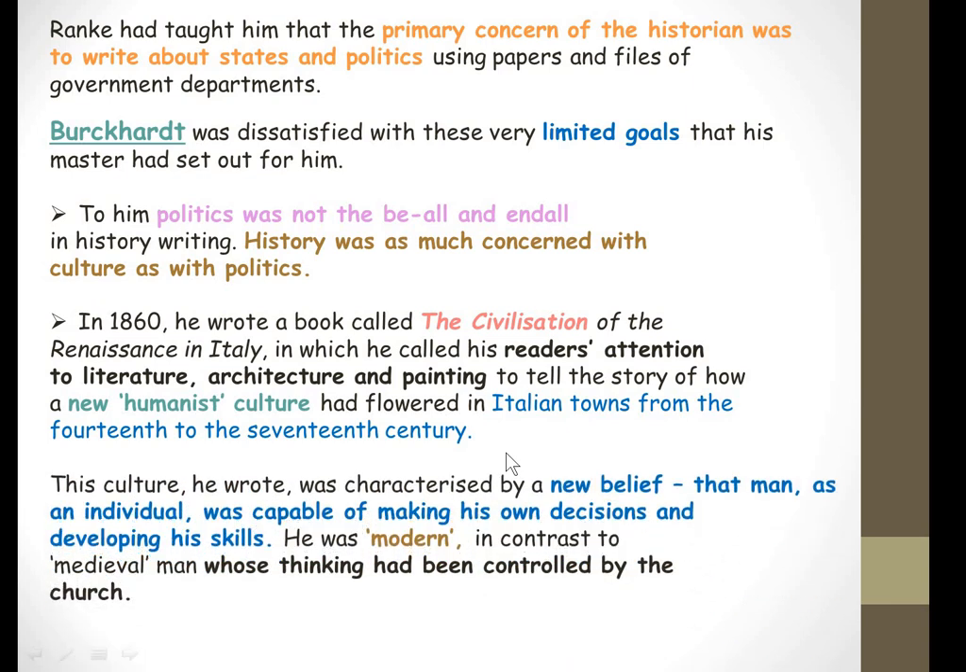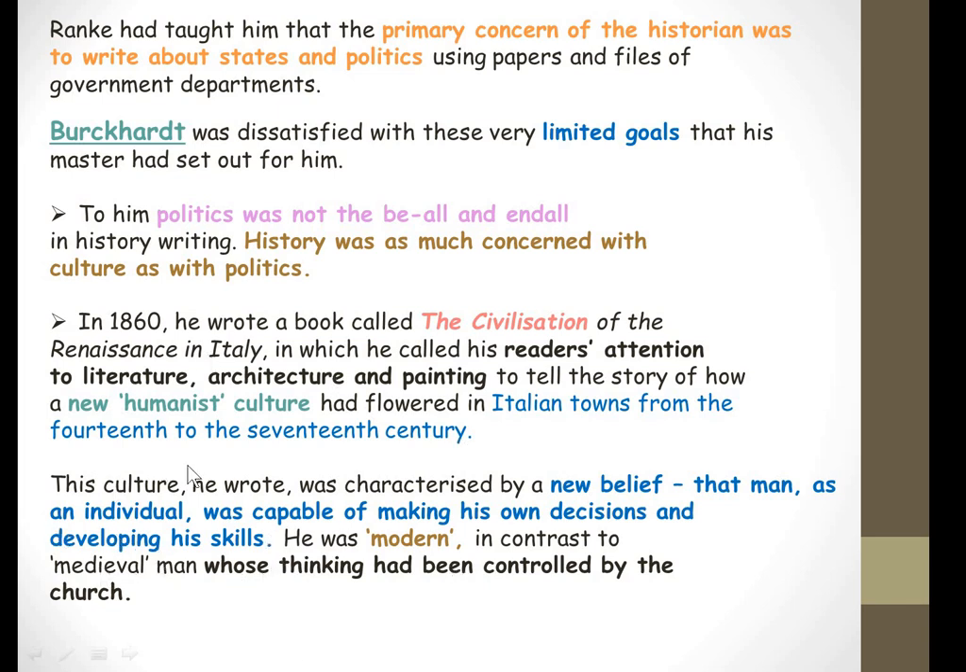This particular culture about which he wrote in Renaissance in Italy was totally different from what others wrote. It was characterized by a new belief. What was the new belief? That man was an individual and he was capable of making his own decisions. He was independent and he was able to develop his own skills.